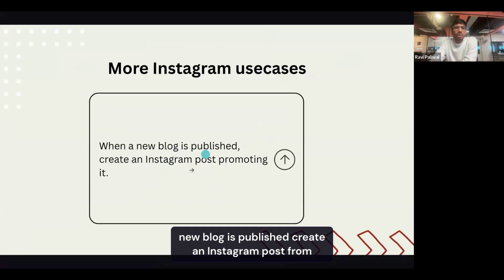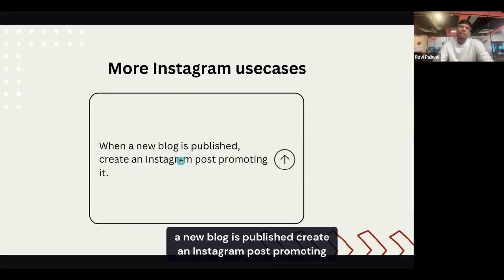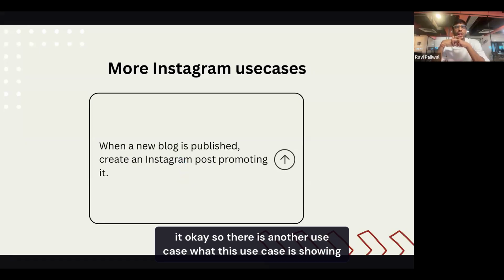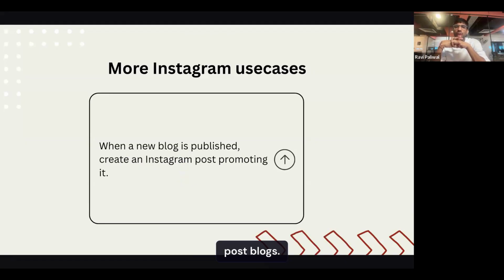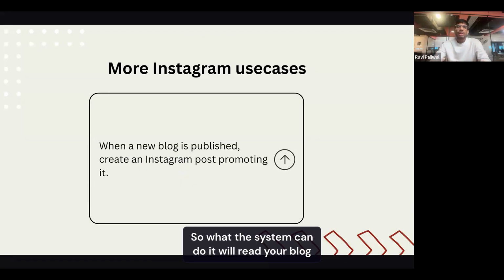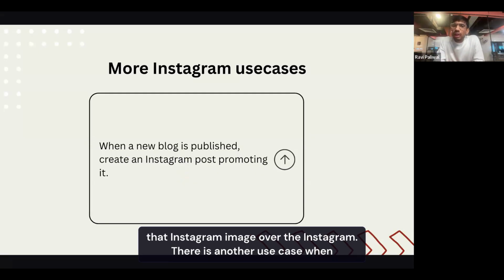When a new blog is published, create an Instagram post promoting it. Okay, so there is another use case. What is this use case showing? For example, you own an e-commerce website and you frequently post blogs. The system can read your blog and from the blog, it will build an Instagram image and then post that image on Instagram.